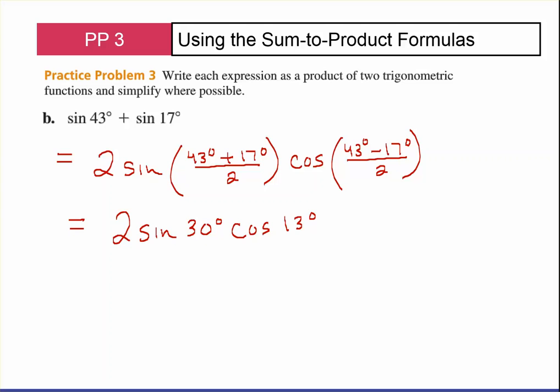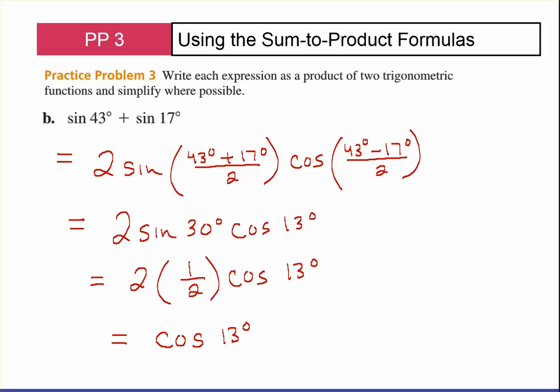Anybody? What is sine of 30 degrees? I think I heard 1/2, is that right? It's 1/2, so sine of 30 degrees is 1/2. Half of 2 is 1, so that's a lot simpler version right there. Cosine of 13 degrees is the final answer, and it's the most simplified answer without having to punch it in the calculator here.